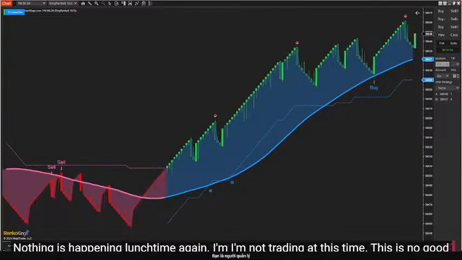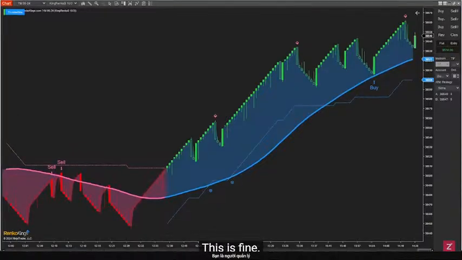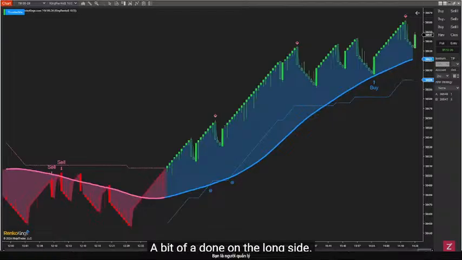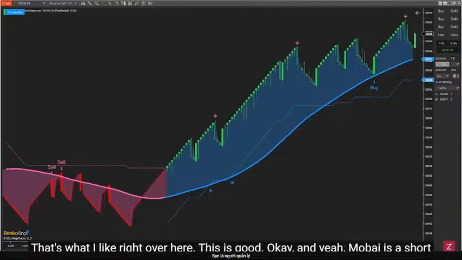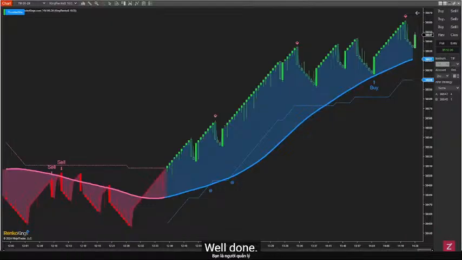On a YM, let's look at gold. So gold opens a little earlier than the indices. Hold on, let me find it. Where is gold? Gold. Hold on.